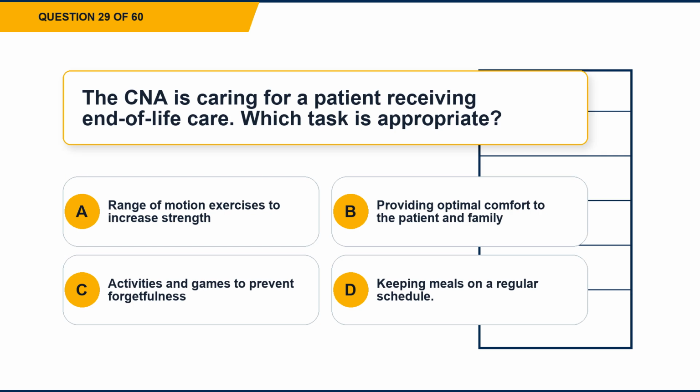Question 29. The CNA is caring for a patient receiving end-of-life care. Which task is appropriate? Option A. Range of motion exercises to increase strength. Option B. Providing optimal comfort to the patient and family. Option C. Activities and games to prevent forgetfulness. Option D. Keeping meals on a regular schedule.